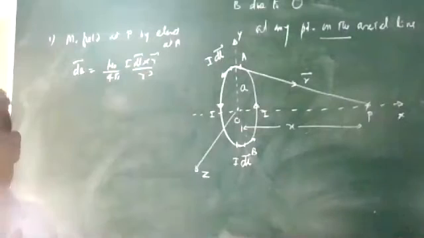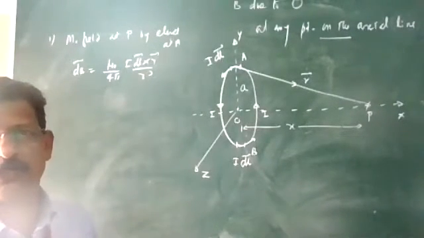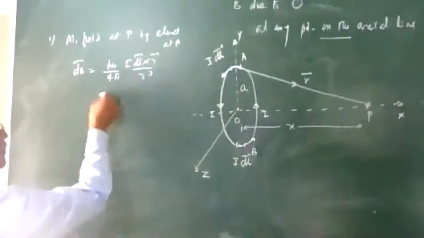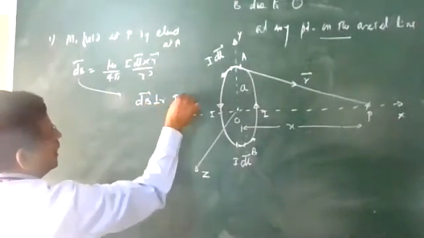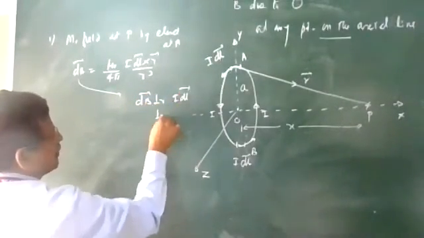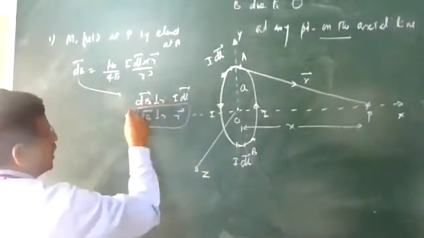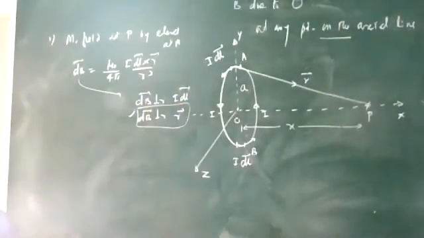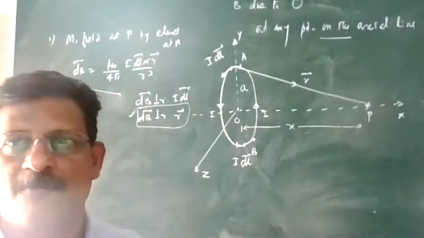First I write in vector form. Why vector form? Because we want to mention the direction. This magnetic field dB vector is perpendicular to the I dl vector as well as perpendicular to the r vector. So to find the direction, I use the second point: the magnetic field will be lying in the xy plane, perpendicular to r.